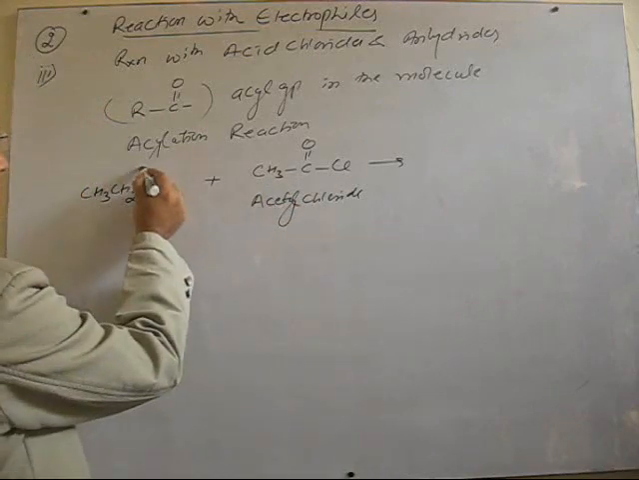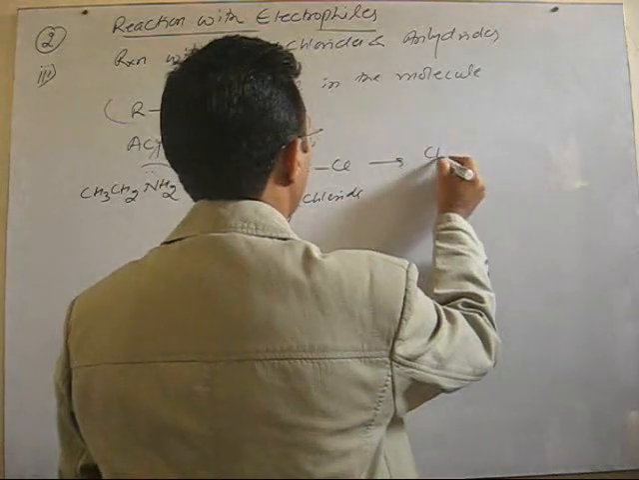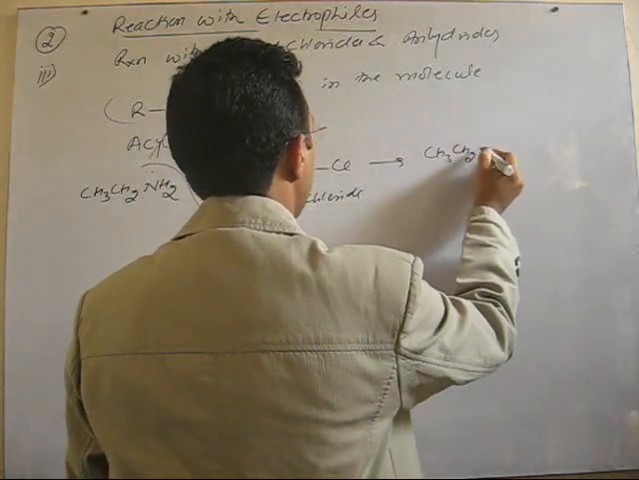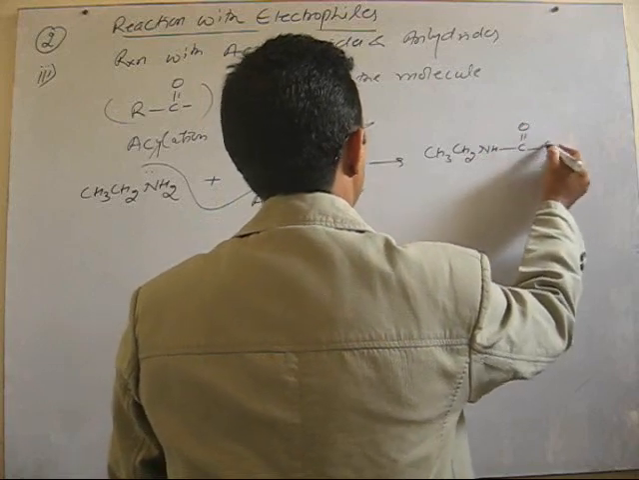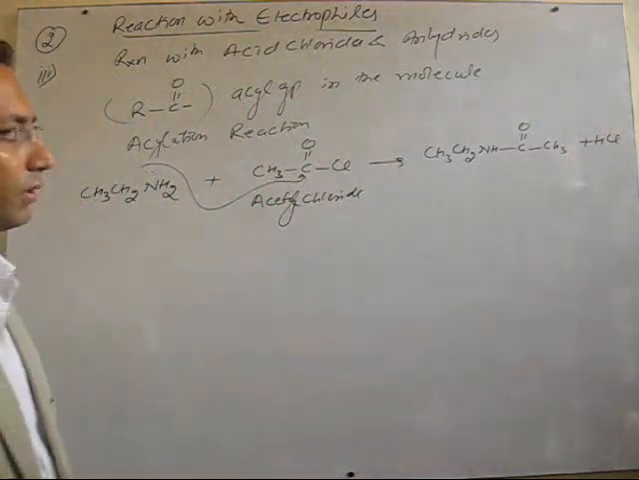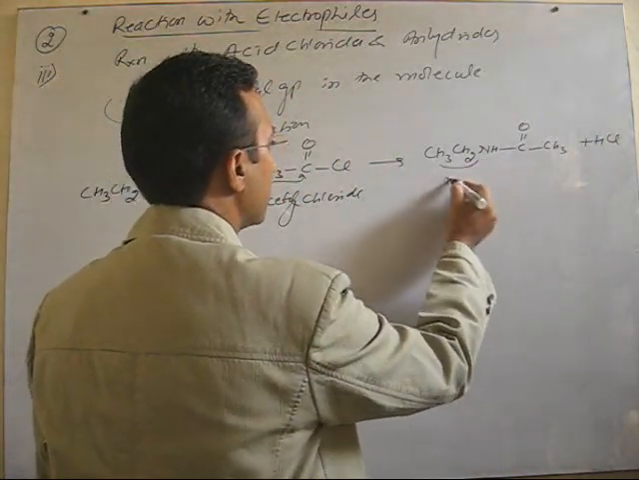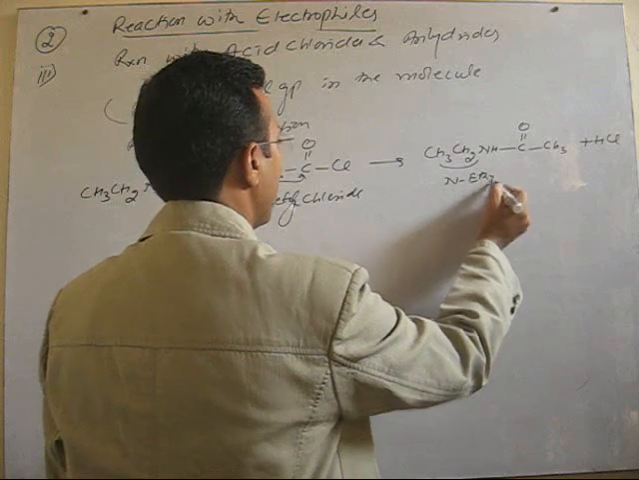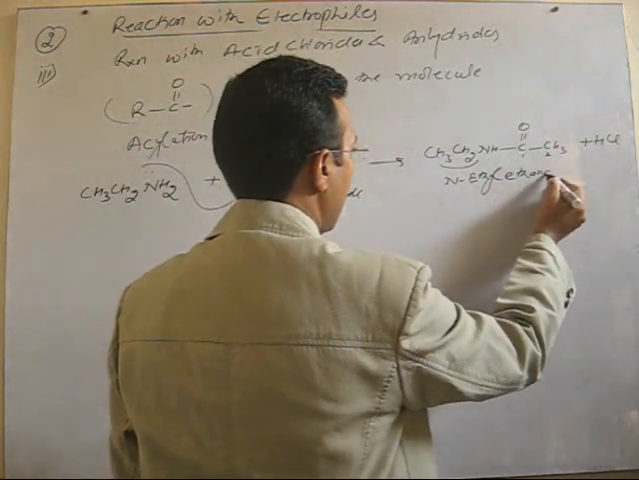Fine. So again nitrogen will attack this carbon. So the product formed we have here is N-substituted amide, which is this, plus HCl. Fine. So this N-substituted amide is having the name N-ethyl ethanamide.